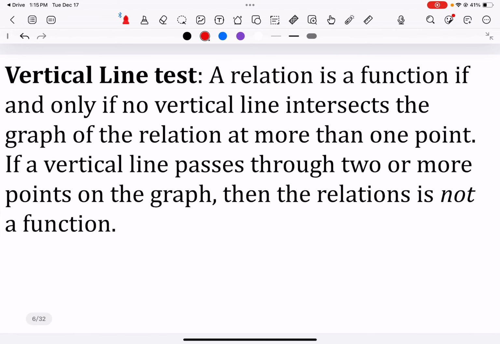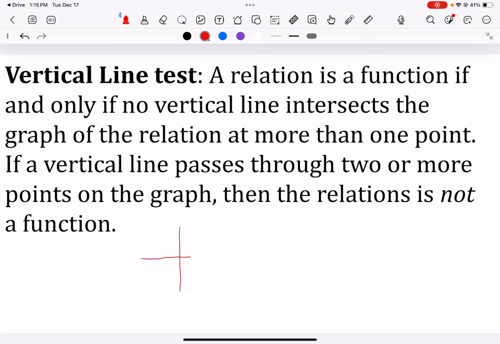And one way to determine if a graph is a function is if it passes the vertical line test. The vertical line test states that a relation is a function if and only if no vertical line intersects the graph at more than one point. If it passes through 2 or more points, then it is not a function.